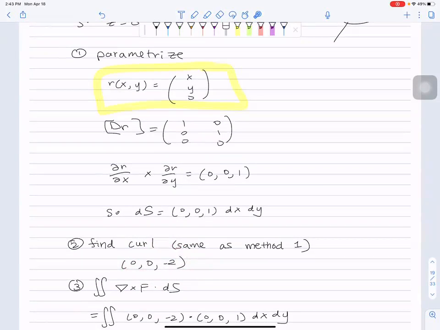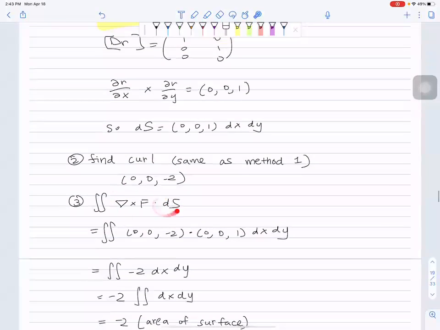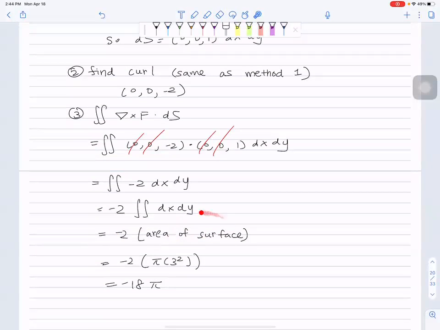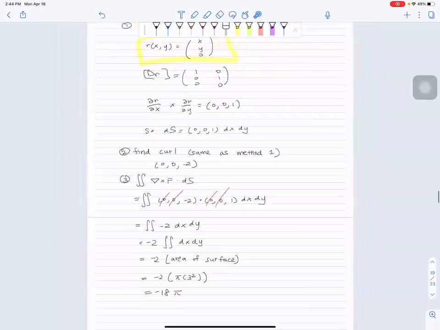And then now we follow the formula. So the formula is curl dot ds. Curl is 0, 0, -2. ds is this 0, 0, 1. And we see that we're left with -2 times 1. So -2 dx dy. Or -2 times the area of our circle now, because our surface is the circle. And that area is pi r squared. So we get the same exact answer. And that was much easier because our parameterization was simpler. It was just x, y, 0 instead of x, y, square root things.